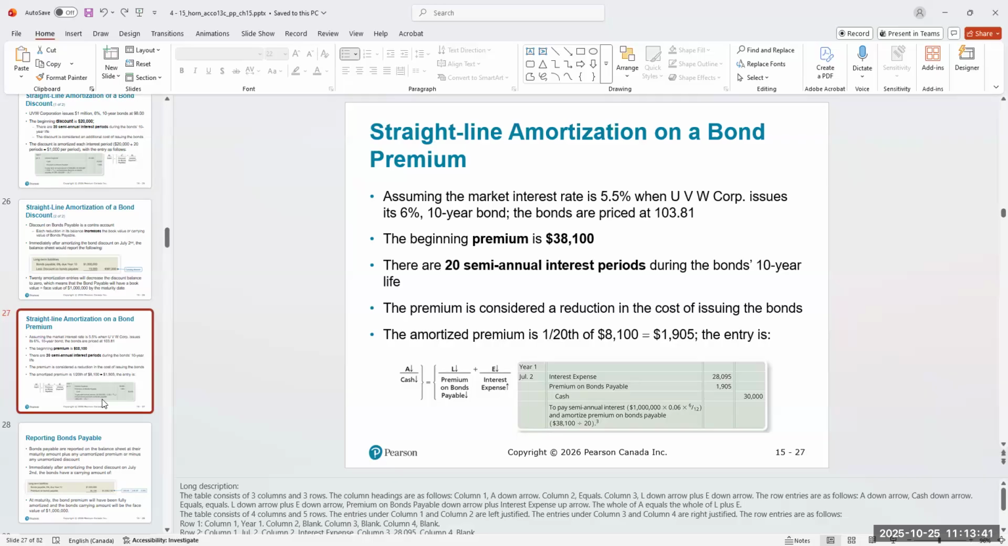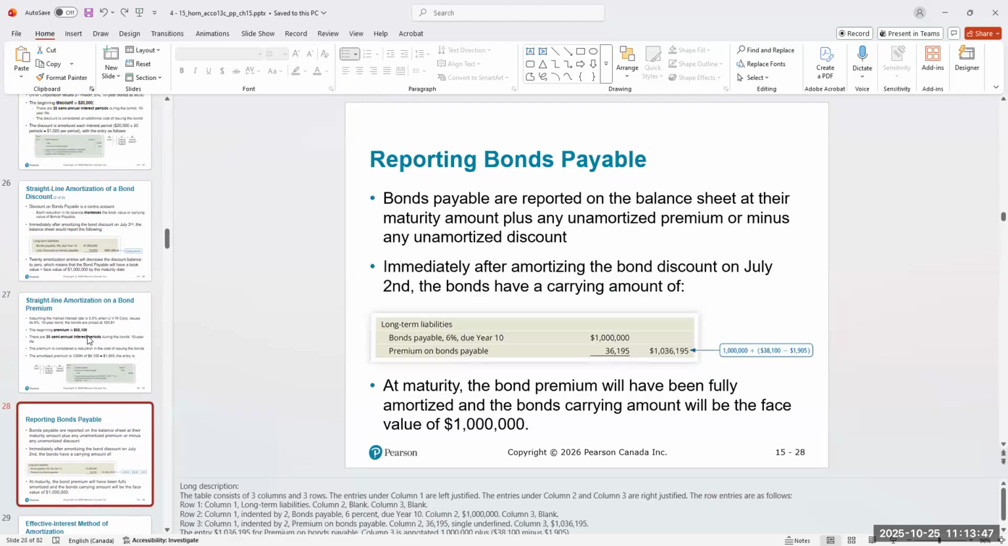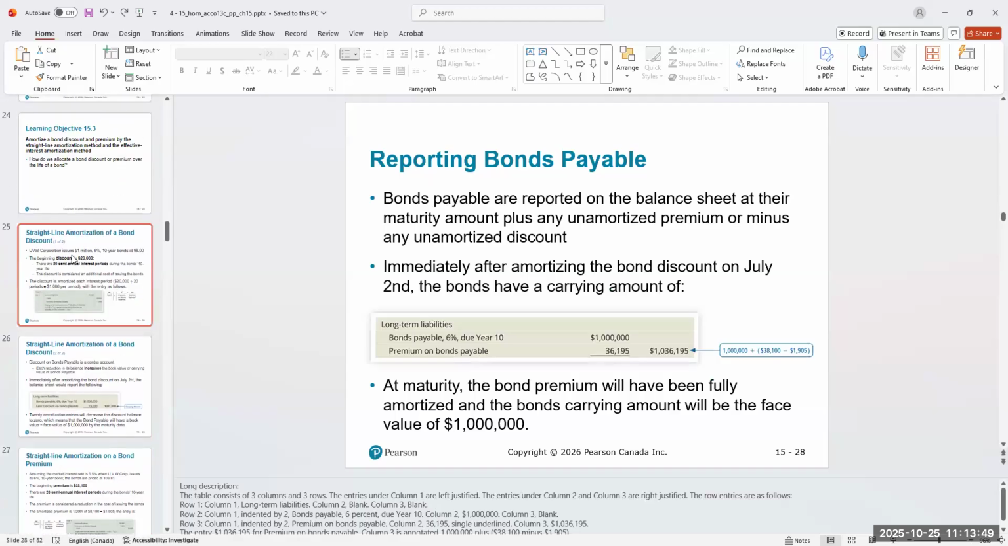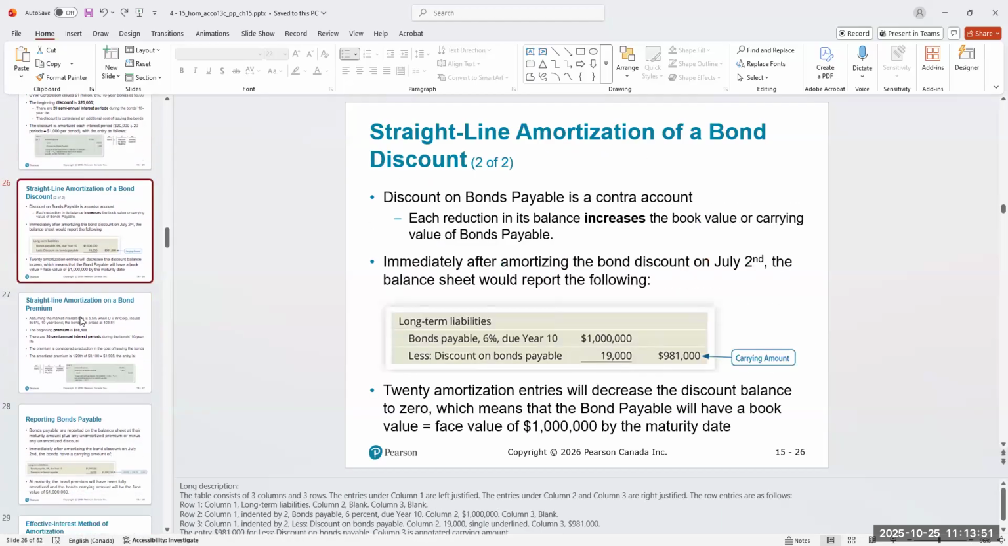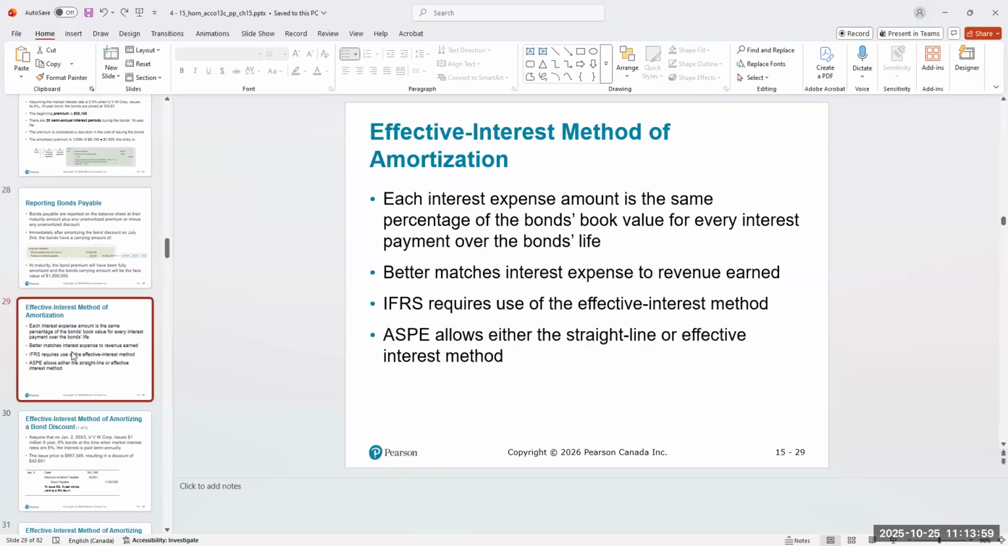Now let's see the straight line method again. I told you I'm not going to test you on this one. So basically the slides 25, 26, 27, 28, you can just see as for your information, but that's not going to be tested. I'm going to test you on the effective interest method.